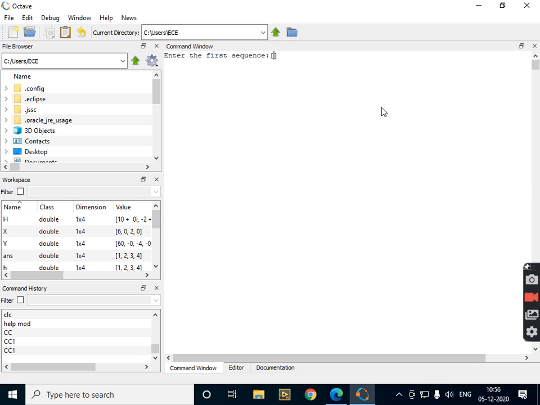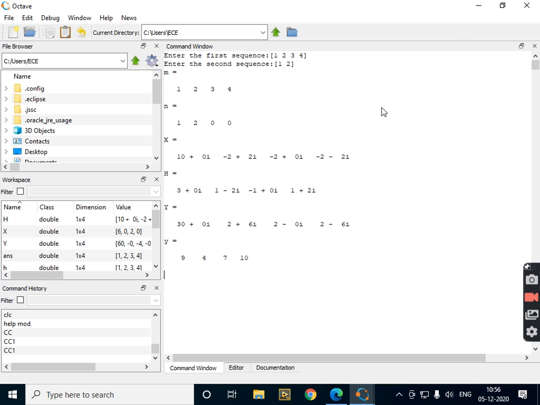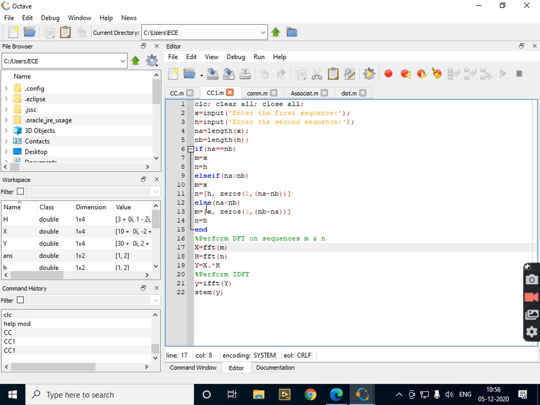Now let us consider the first sequence to be of 4 points, 1 2 3 4, and the second sequence to be of 2 points. So there are 4 samples in the first sequence and 2 samples in the second sequence. When you press enter, NA is 4, NB is 2, so NA is greater than NB. The else if part will be executed.